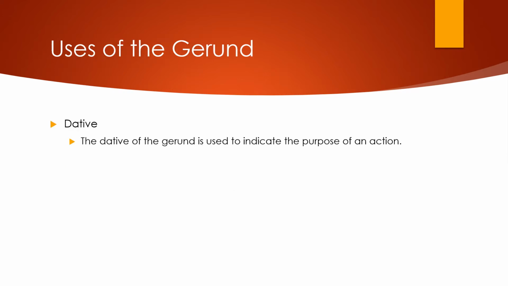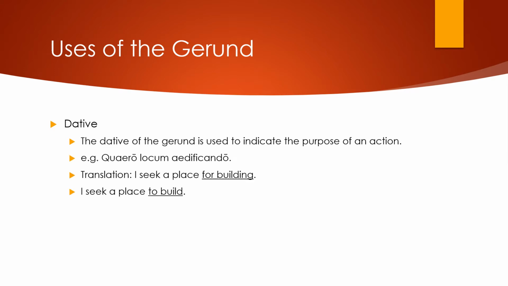For the dative, the gerund is used to indicate the purpose of an action. So this is yet another way that we can express purpose in Latin. In this example, we see quaero locum aedificando. Quaero means I seek. I seek a place. The purpose here, though, is I seek a place for building.